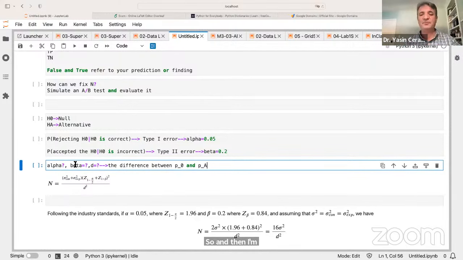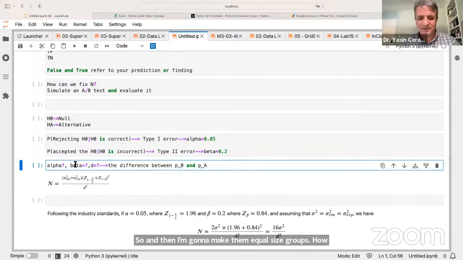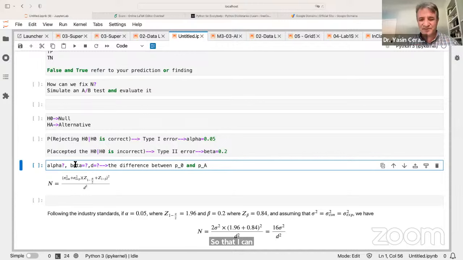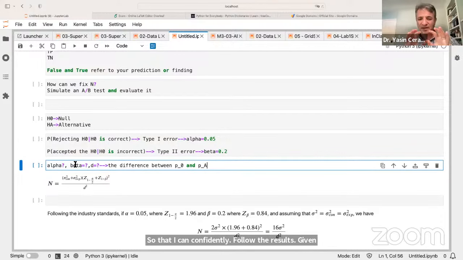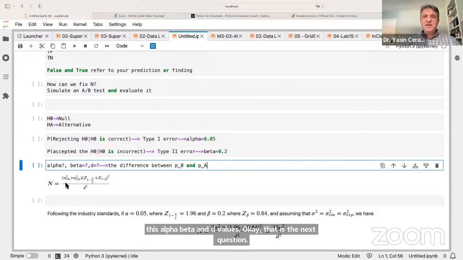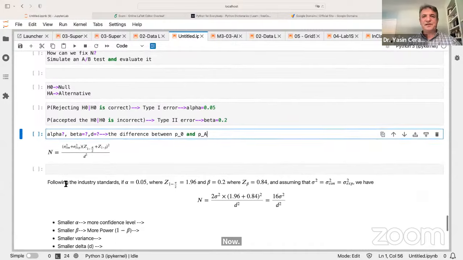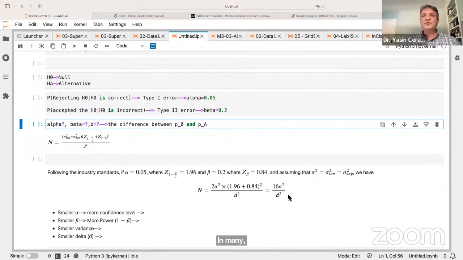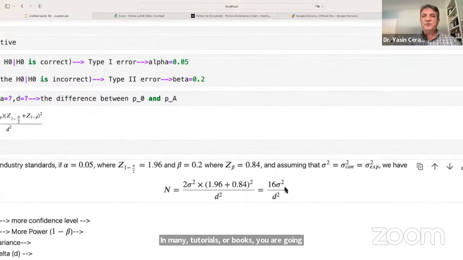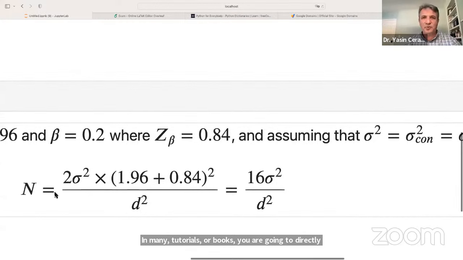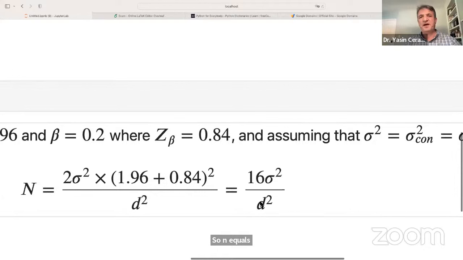In total, I'm going to have in my experiment, so that I can confidently follow the results given these alpha, beta, and D values. Okay, that is the next question. Now, in many tutorials or books, you are going to directly see this value here. So N equals 16 times sigma squared divided by D squared.